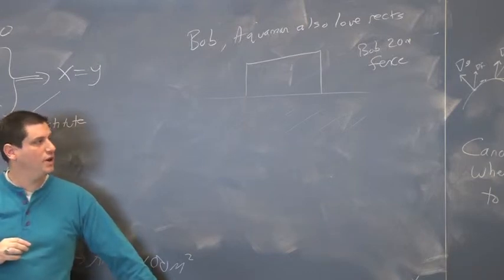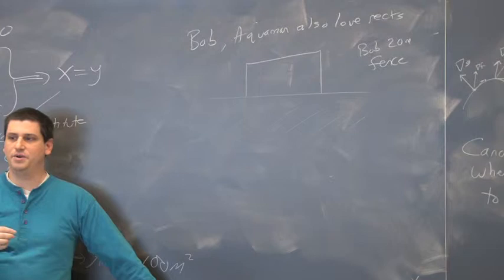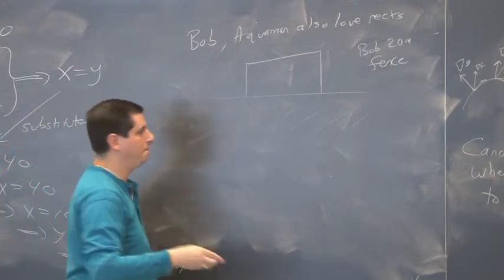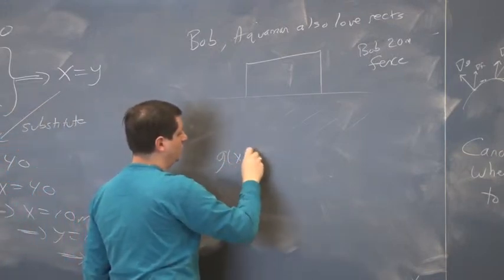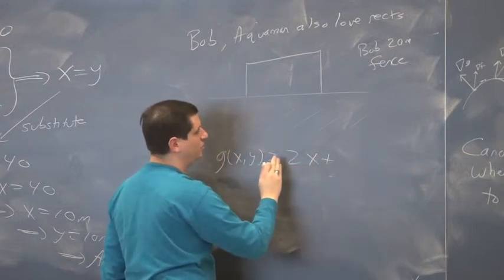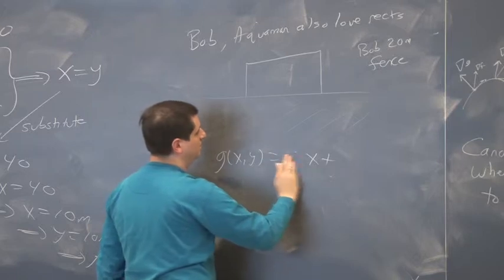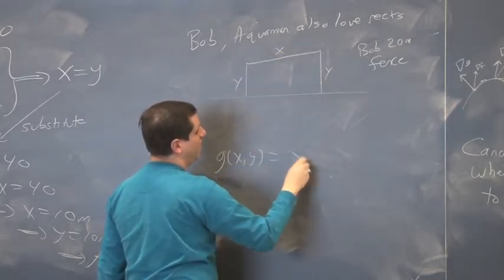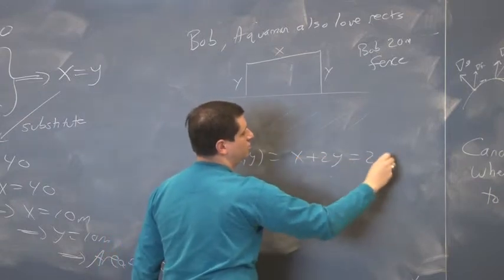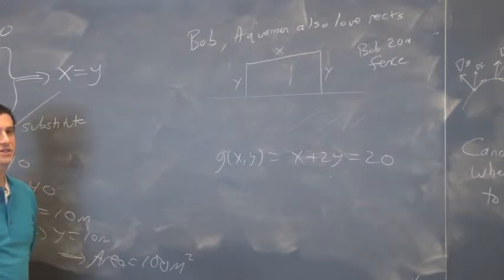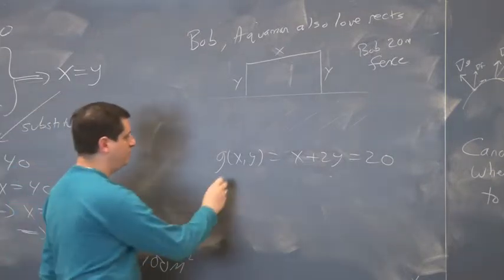Can somebody give me the equations for the Farmer Bob problem? So you're going to have to tell me what the variables are. 2x plus y equals 1. Okay, so g of x, y will be 2x, I'm sorry, what is it? x plus 2y or 2x plus y? 2x plus y. I think we should probably do it this way. We'll do it as x plus 2y, good. So you said it should be x plus 2y equals 20 because he has 20 meters of fence. And what function are we maximizing?